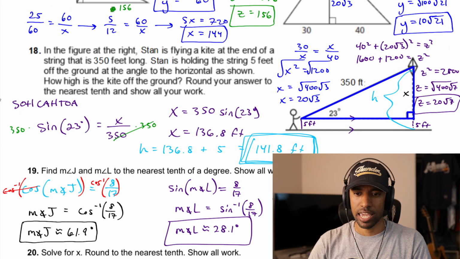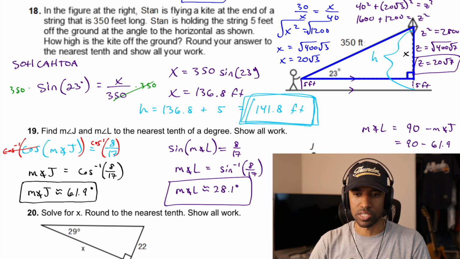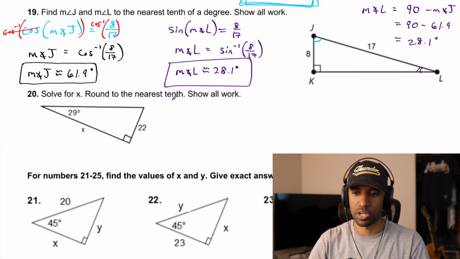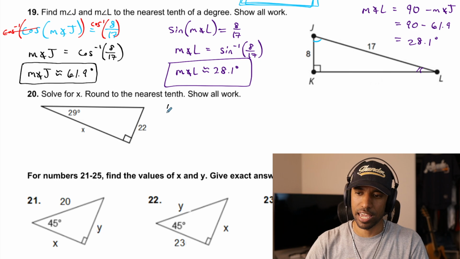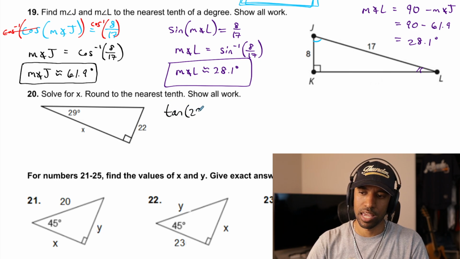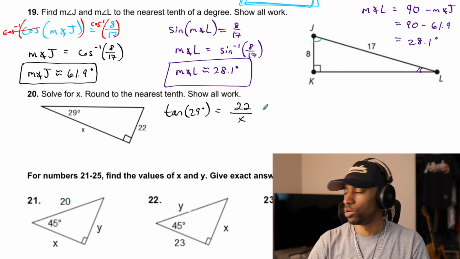TOA, tangent, uses opposite and adjacent there. So we are going to be taking the tangent of our angle. Let's take the tangent of 29 degrees, and we will get opposite over adjacent, 22 over x.